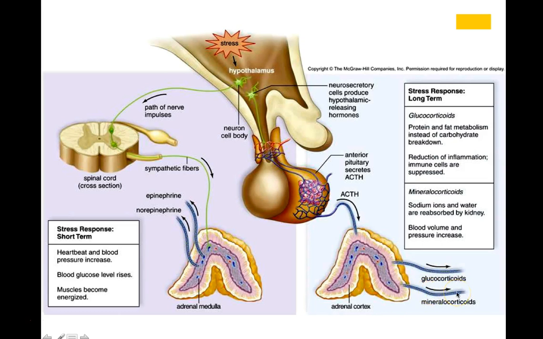From there, we will release the glucocorticoids and the mineralocorticoids. So what are the glucocorticoids in charge of? They will assist in protein and fat metabolism instead of carbohydrate breakdown. They will also reduce inflammation and our immune cells will be suppressed. Our mineralocorticoids are going to reabsorb sodium and water. That was the function of aldosterone. And by doing this, we are going to increase blood volume and blood pressure.